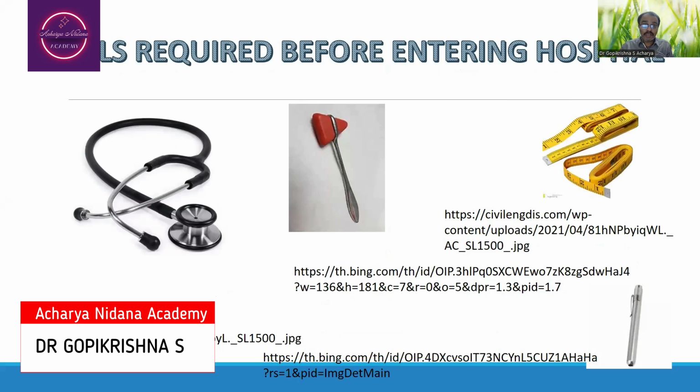Regarding the tools, when you are coming to the hospital, of course there are many tools, for example tuning fork or the blood pressure sphygmomanometer, etc., which are essential. But four things should essentially be present whenever you are entering the hospital. First and foremost thing is the stethoscope.